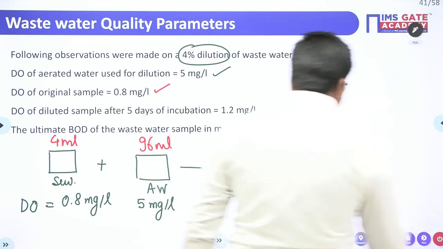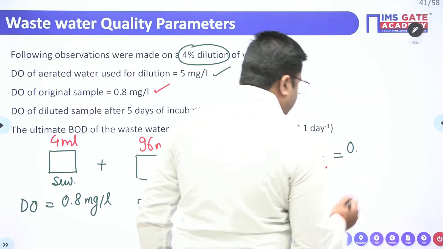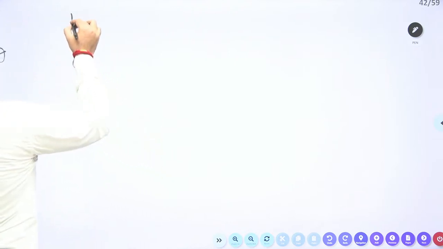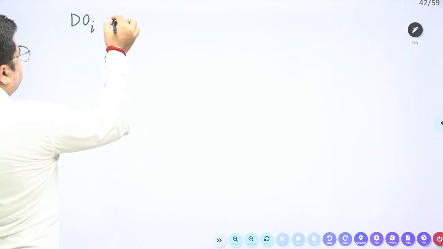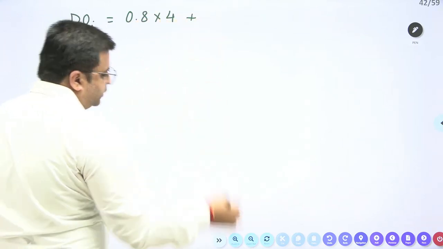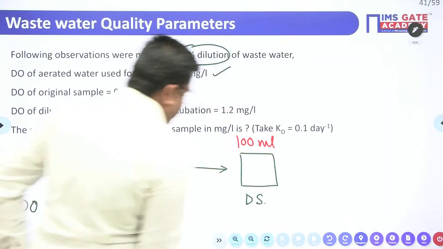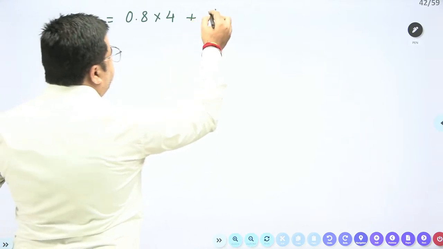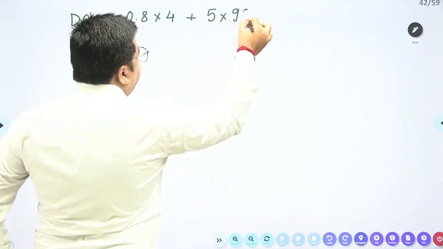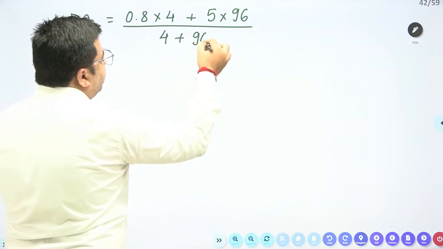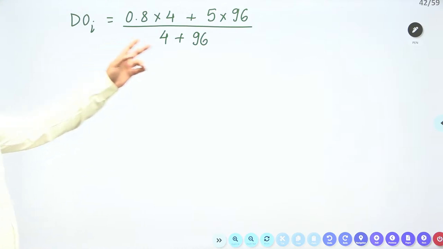That is 0.8 into 4. Let me write in the other page. So DO initial is 0.8 into 4 plus 5 into 96, divided by 4 plus 96, right? So this is the weighted average of dissolved oxygen with respect to the volume, right?